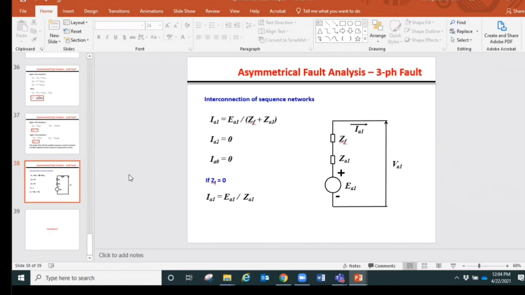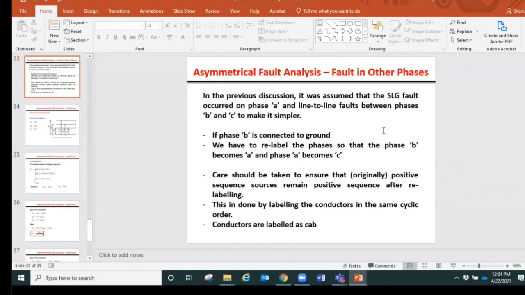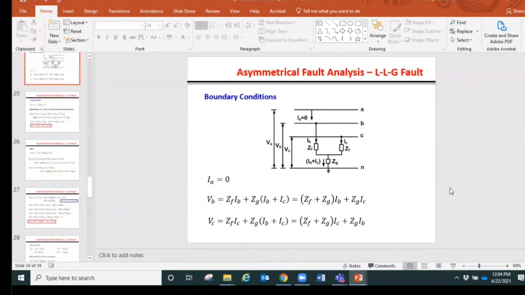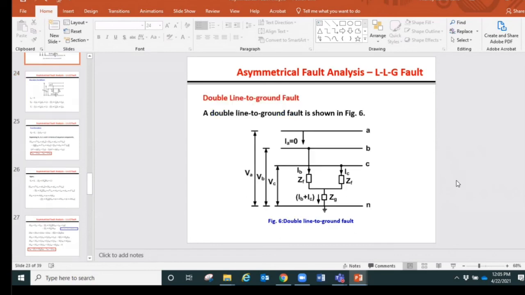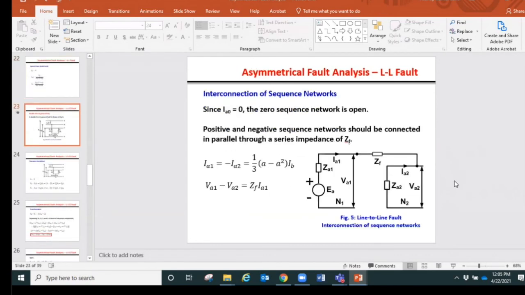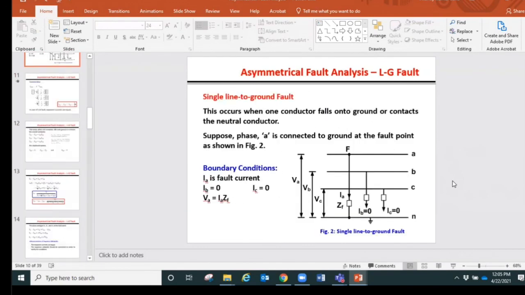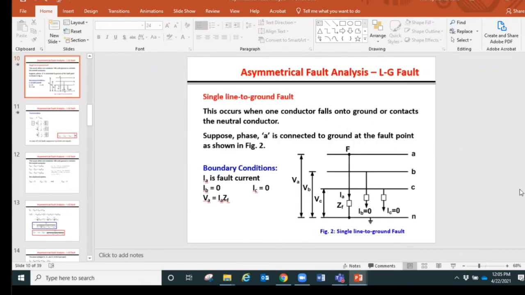Right, so that's the last part, but I need to go back to the slide. In the previous discussion, when I was showing you single line to ground fault, or line to line ground fault, I considered between B and C. Let me go to single line to ground fault. Yeah, I showed it with the example of a fault on phase A or line A. But how would the equations change if a fault occurs on either of the other two phases, maybe B or C?